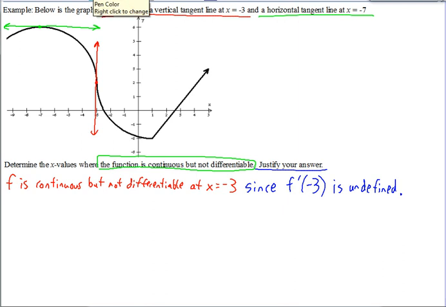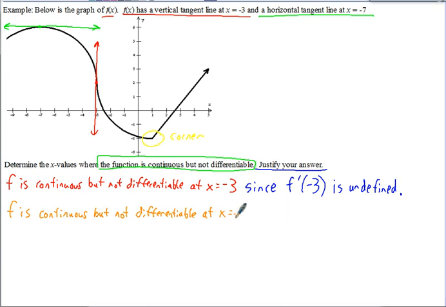And there's one other place where it's continuous but not differentiable, and that's right here. You can see we've got a corner. There's an abrupt change in the slope. So we can say f is continuous, but not differentiable at x equals 1. Your justification, though, would be different.